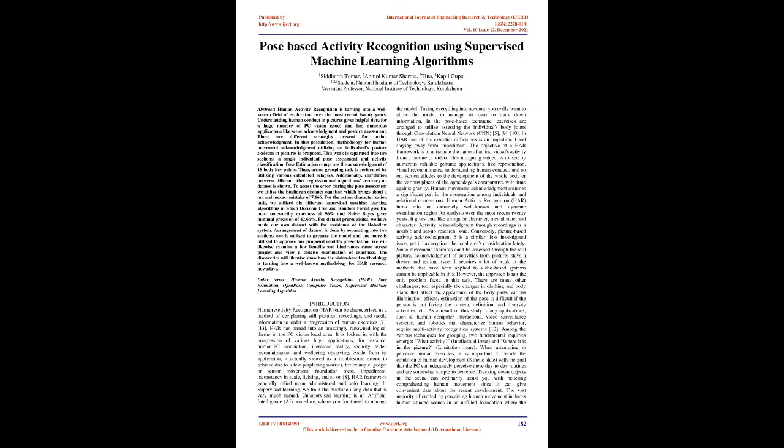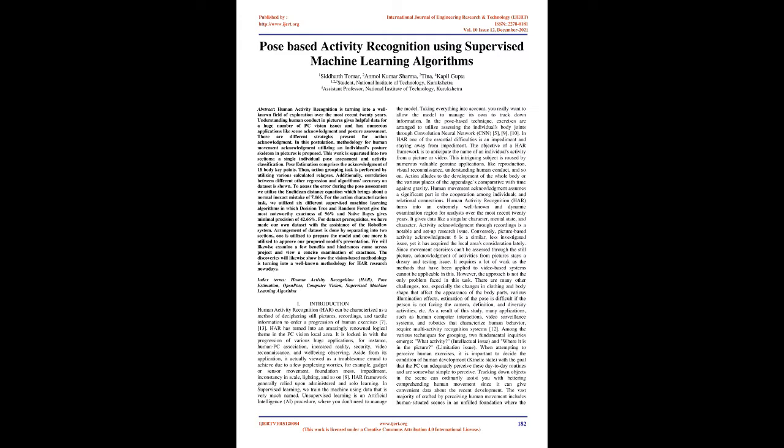Introduction. Human activity recognition, HAR, can be characterized as a method of interpreting still pictures, videos, and sensory information to classify a progression of human exercises. HAR has turned into an extremely renowned scientific topic in the computer vision community. It is engaged with the advancement of various significant applications, for instance, human-computer interaction, augmented reality, security, video surveillance, and health monitoring. Despite its applications, it is still viewed as a difficult task to achieve due to several complex concerns, such as device or sensor motion, background clutter, occlusion, variability in scale, lighting, and so on.